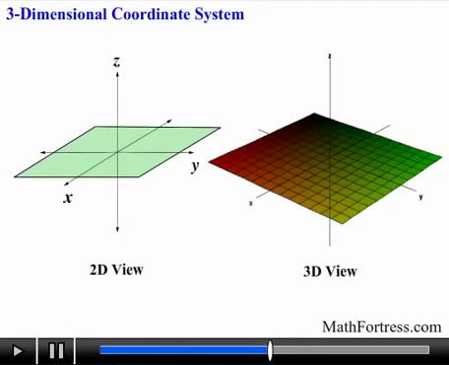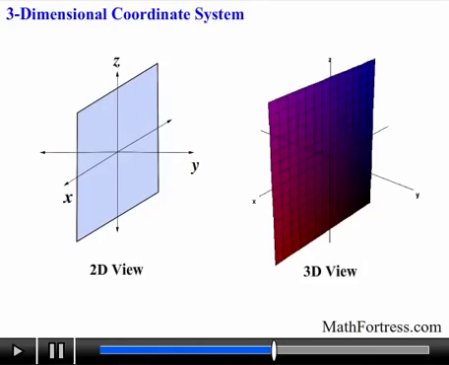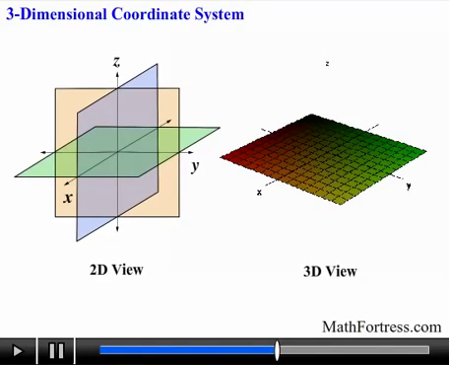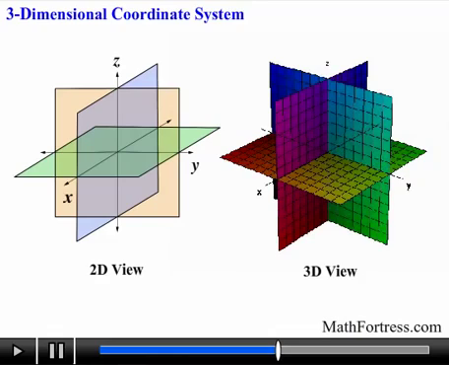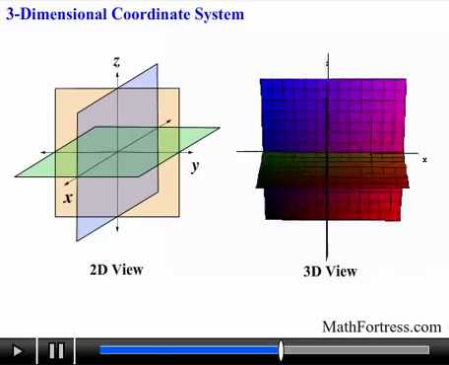The xy plane is a plane that contains the x and y axis. The yz plane contains the y and z axis, and the xz plane contains the x and z axis. Together, the three coordinate planes divide space into 8 regions called octants. This is analogous to the quadrants of a two-dimensional coordinate system. In this case, a three-dimensional coordinate system divides space into octants.